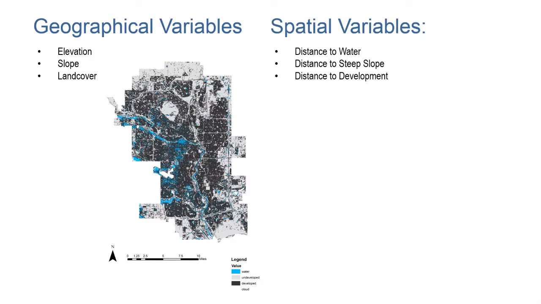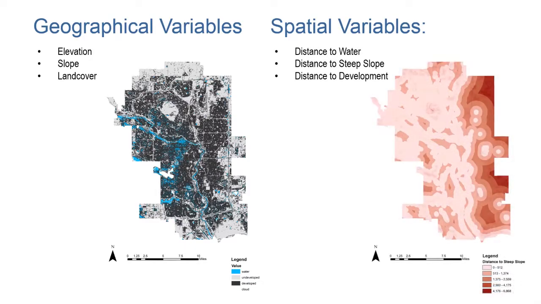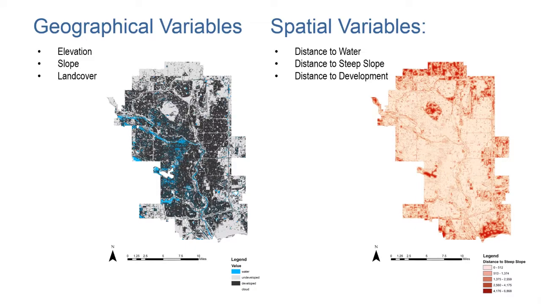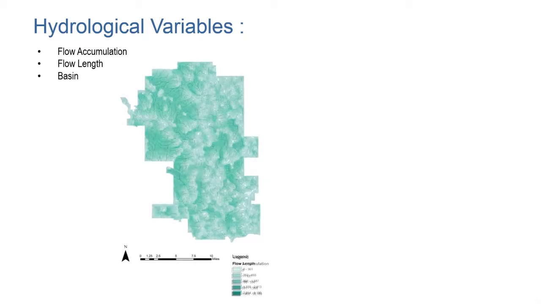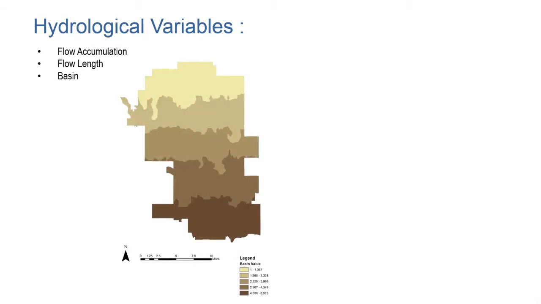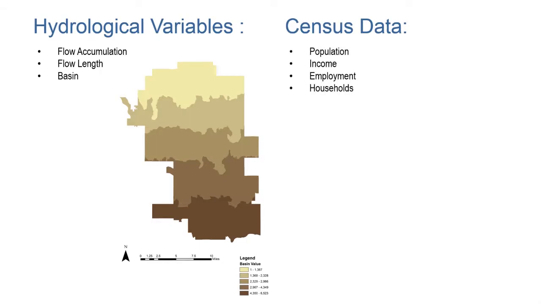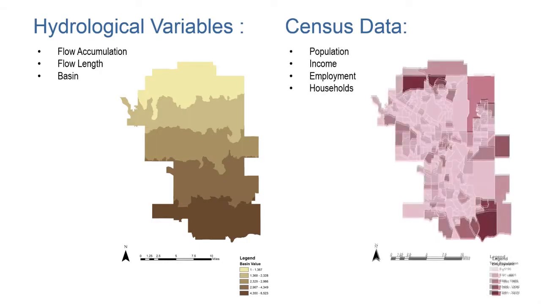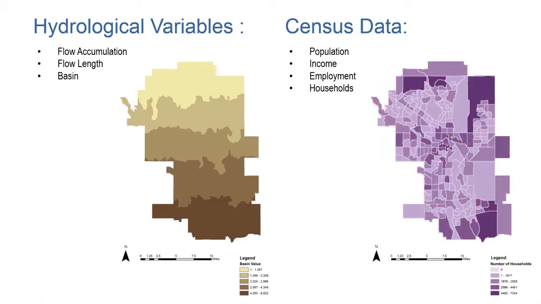The spatial variables we selected were distance to water, distance to steep slope, and distance to development. All of these variables were also included in our final model. The hydrological variables we looked at were flow accumulation, flow length, and basin. The only variable used from this group was the flow accumulation. From census data, we looked at the total population, the income, employment rates, and households. We used all of those variables as well.